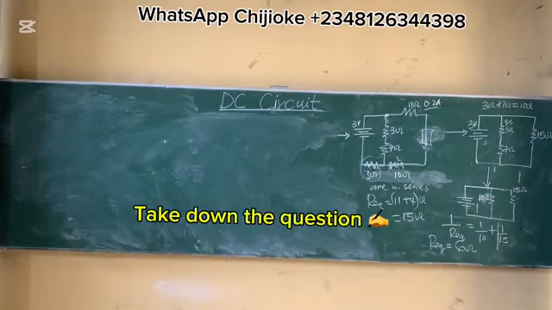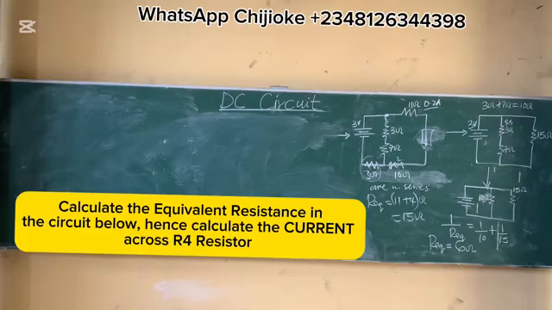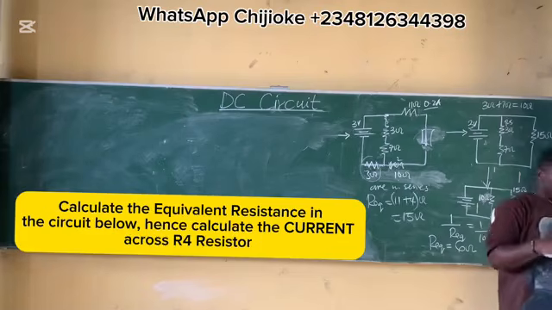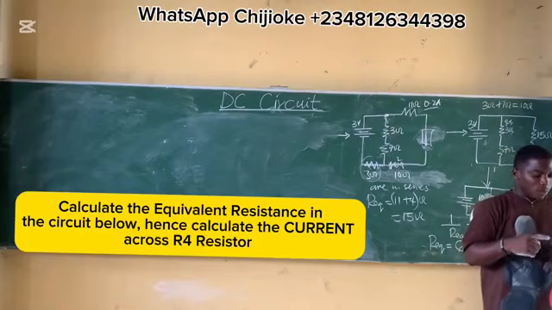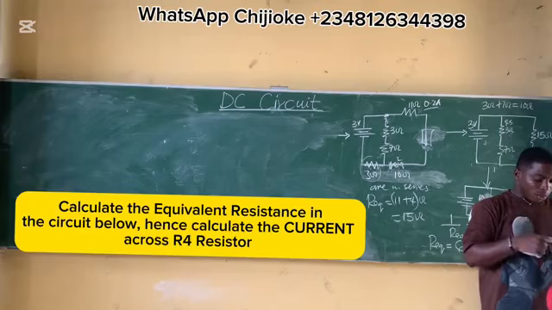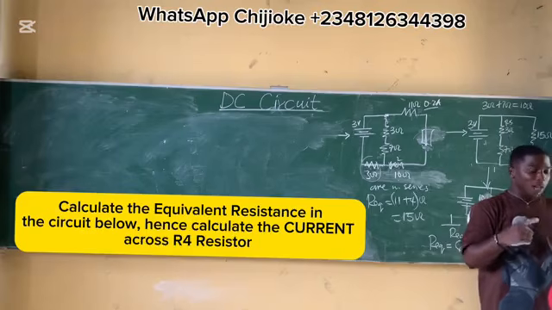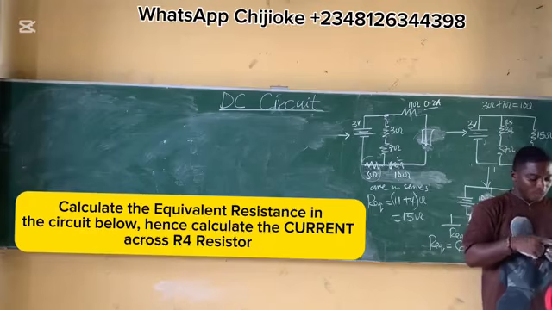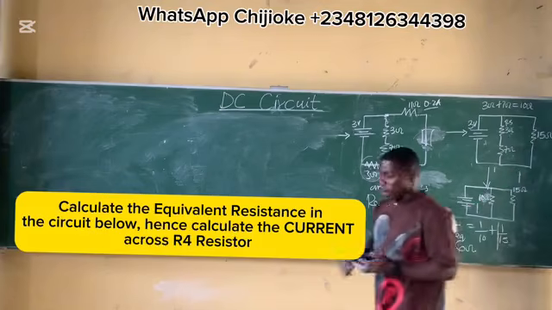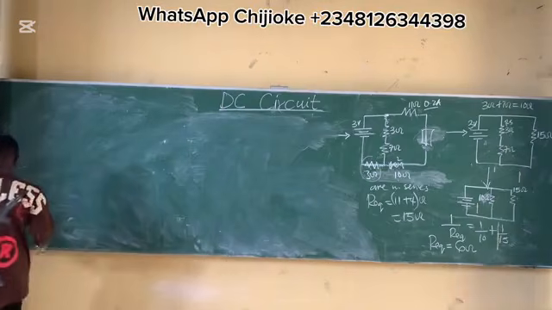Calculate the equivalent resistance in the circuit below. Hence, calculate the current across the 4 ohm resistor. Alright, so let me draw the circuit.